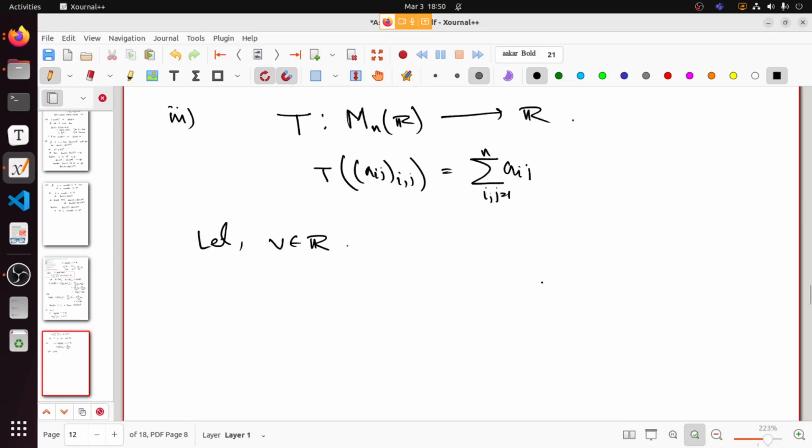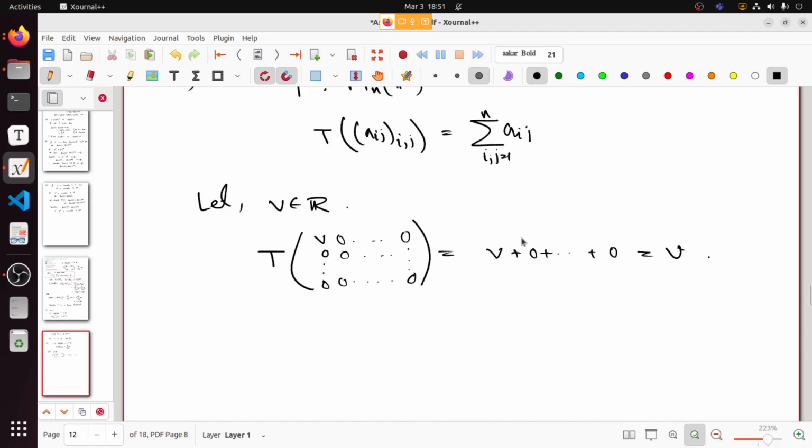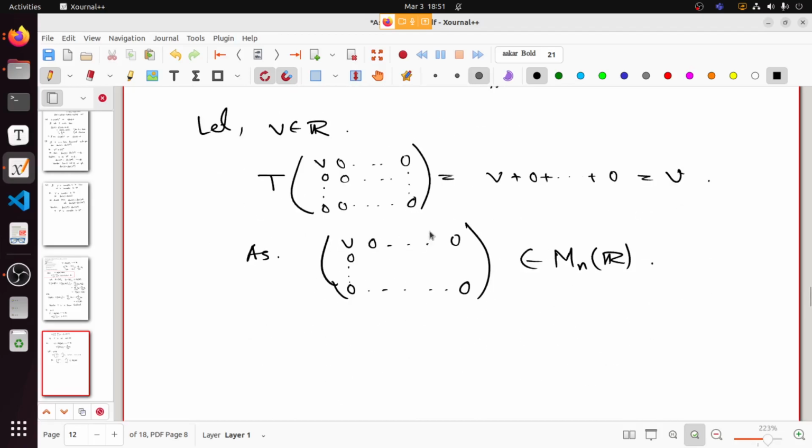What does this linear transformation do? It sums all the entries. So you can simply take the matrix with V and all the other entries 0. This is an n cross n matrix where all the other entries are 0. So it will be mapped to V plus 0 plus 0 and so on, so it will simply be V. So for V in R we get a matrix, denoted as this matrix with V and zeros, which belongs to Mn(R). You can always find such matrices. So therefore T is onto.